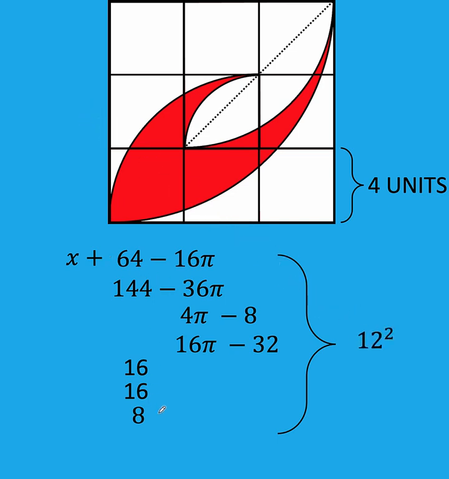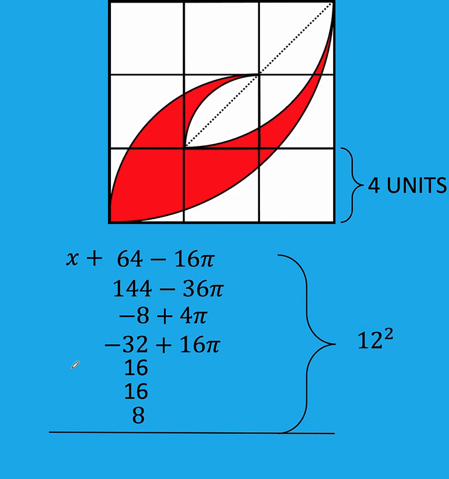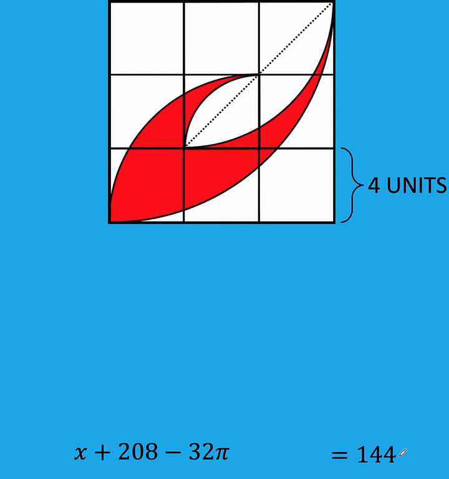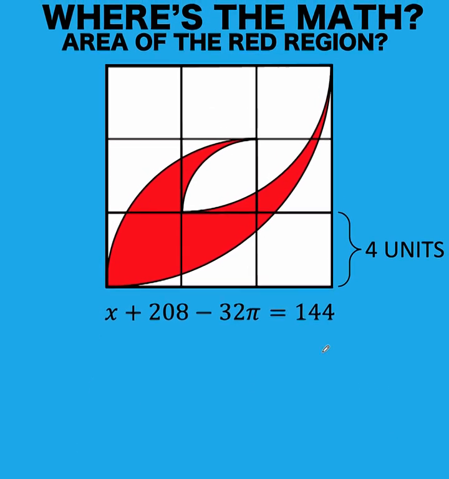So finding now the sum of all of these terms, let's rearrange so that we have all the constants in this column, we have all the terms with pi in this column, and we have the variable x alone in the left column. So adding all of these terms, we have x plus 208 minus 32 pi, and that is equal to 12 squared or 144. And from here, we can now solve for x, which is the area of our red shaded region.